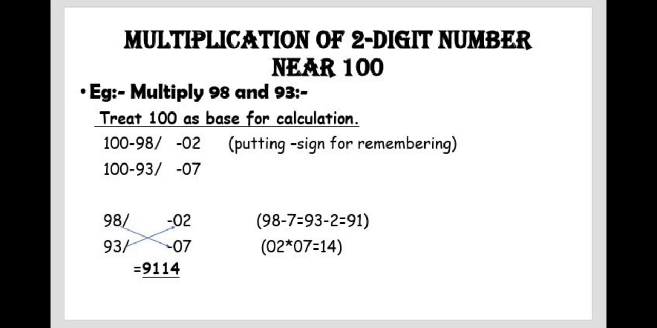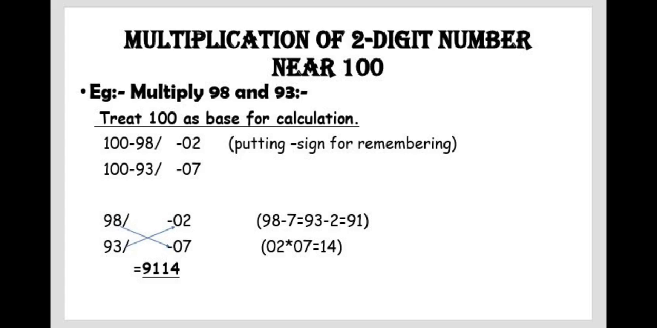Then the next step is we will multiply both the differences. The differences we got are 2 and 7: 100 minus 98 is 2 and 100 minus 93 is 7. So we will multiply these two differences together. 7 into 2, we get 14. Now we will put both numbers together, that is 91 and 14. So we get the product of 98 and 93, that is 9114.